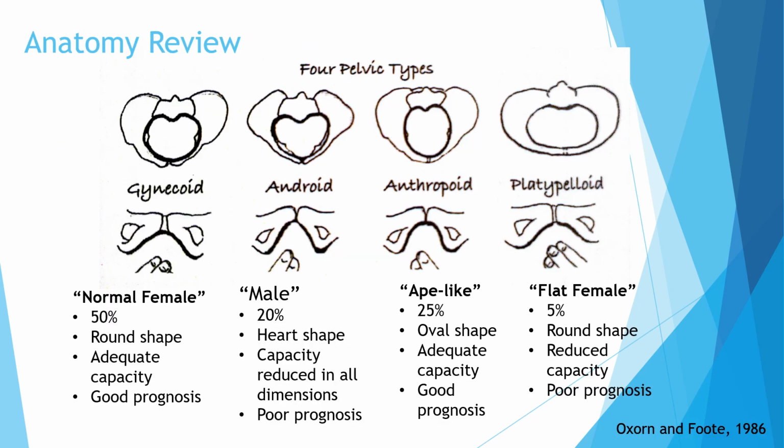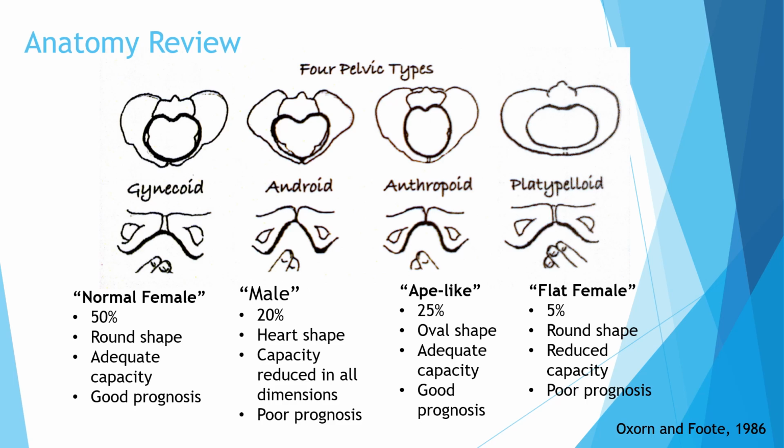So let's review the anatomy. Let's look at the 4 pelvic types. So a traditional, quote unquote, normal female would be more of that gynecoid pelvis. 50% of the population has it. It's a round shape, adequate pelvis, good prognosis. So about half of our women have that.